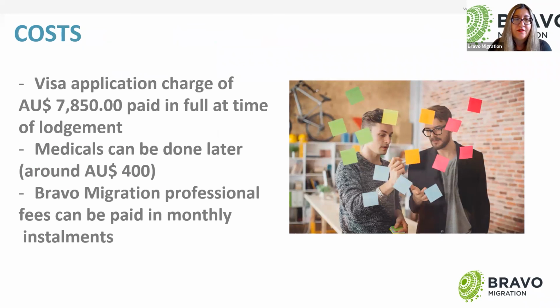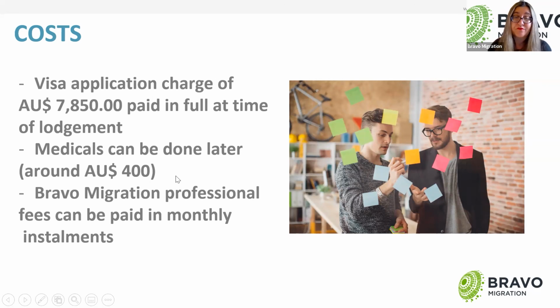As I said, the partner visa is the most expensive visa in the universe. Just to apply for it, it costs $7,850. 1st of July, this could be increased. Normally, prices are increased on the 1st of July. There's medical checks involved. They cost around $400 for the visa applicants.